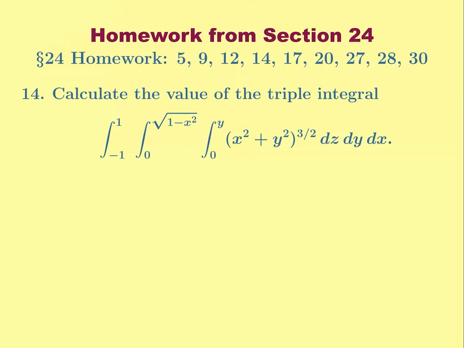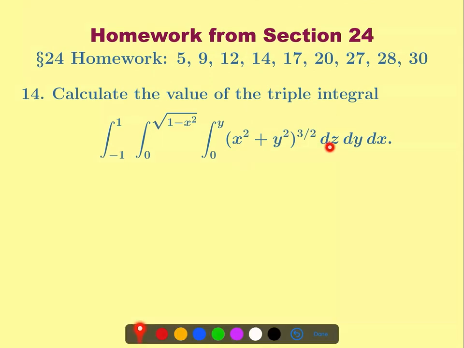Number 14, we have a triple integral again. And we want to figure out what to do with this. Well, let me first comment that you don't have to do too much because you actually can integrate this with respect to z. This is a constant. You'll get z evaluated from 0 to y, so this will just give you y times x squared plus y squared to the 3 halves. And integrating with respect to y is not too bad. So if you just go ahead and try to integrate this in rectangular coordinates, it's not that bad.